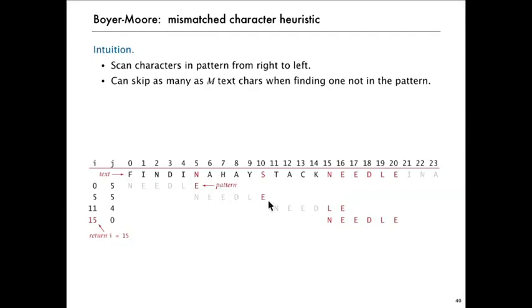And that's good, but that's not as good as the next case. If we happen to run into a character that's not in the pattern, then we can just skip all the way over. We don't have to compare any of our pattern characters against that one. So we can just add M if we have M pattern characters.